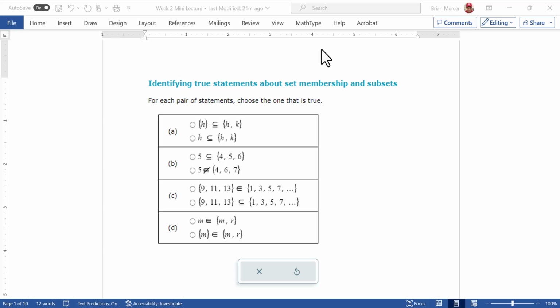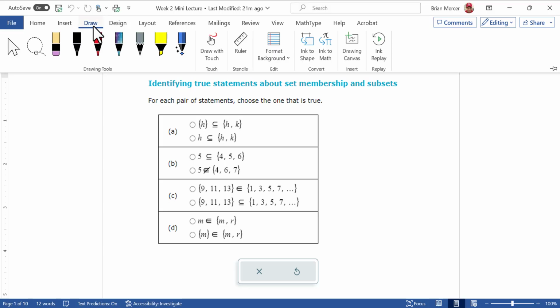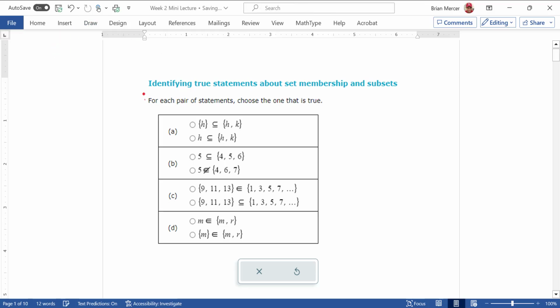So this question asks us to identify true statements about set membership and subsets. The real key to this question is understanding some notation. When we use this symbol, either this sideways looking U with a line under it, that means is a subset of, and this sideways looking U with no line means is a proper subset of.